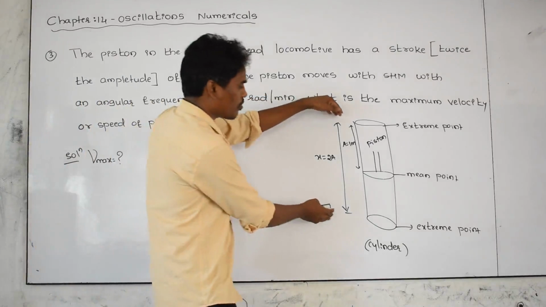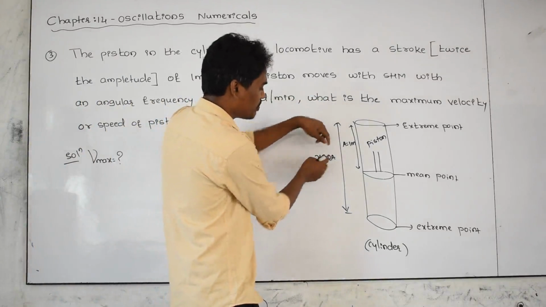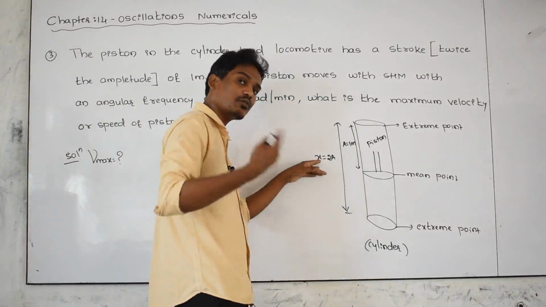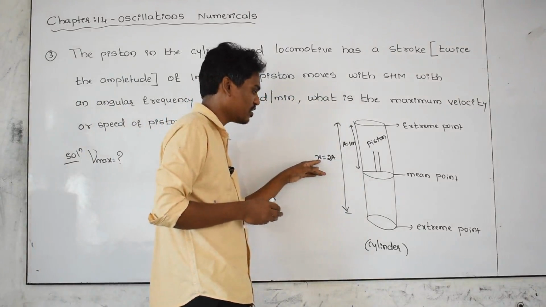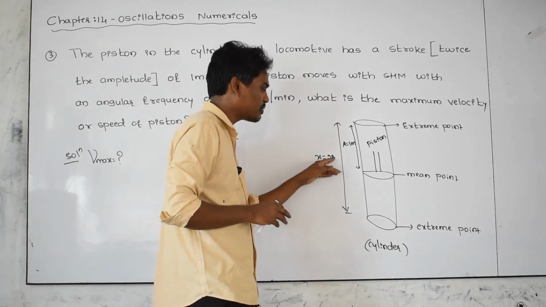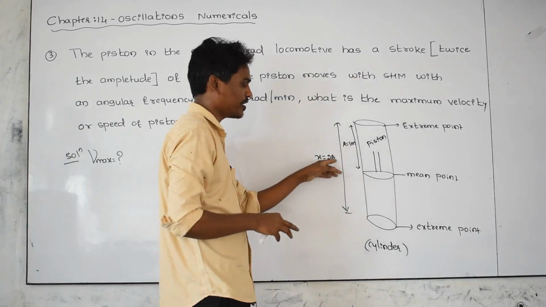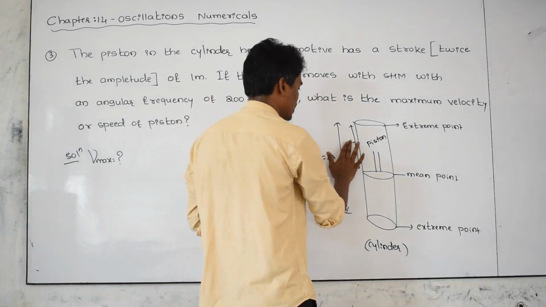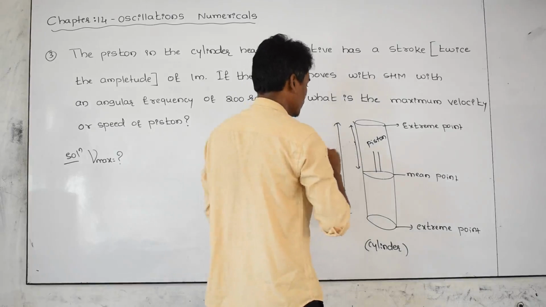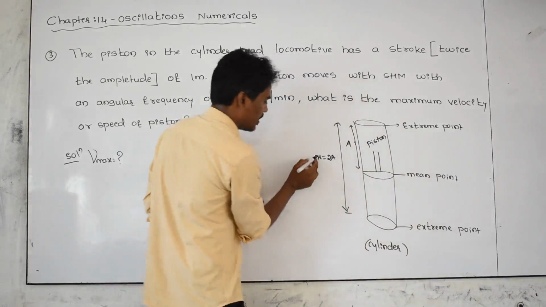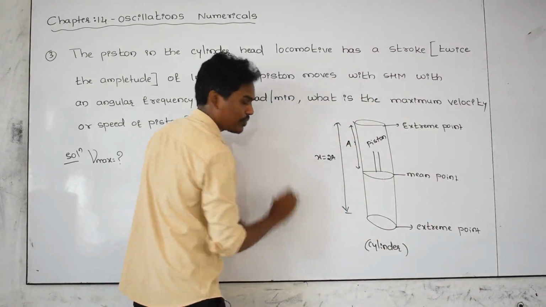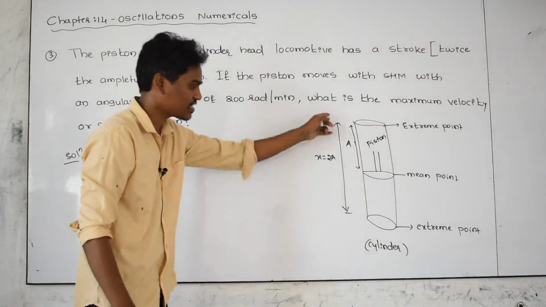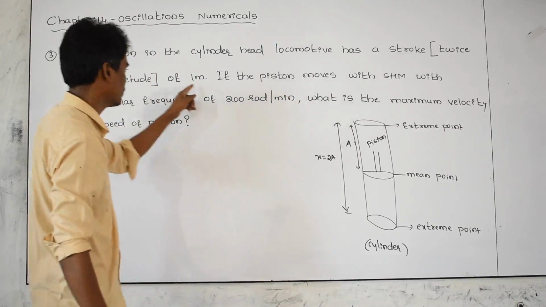The stroke is equal to twice the amplitude he has given. It means that the stroke is nothing but the length of the cylinder, that is exactly equal to 2 times the amplitude. Let us take that amplitude as A, and the stroke x is equal to 2 times the amplitude. x he has also given, that is 1 meter.